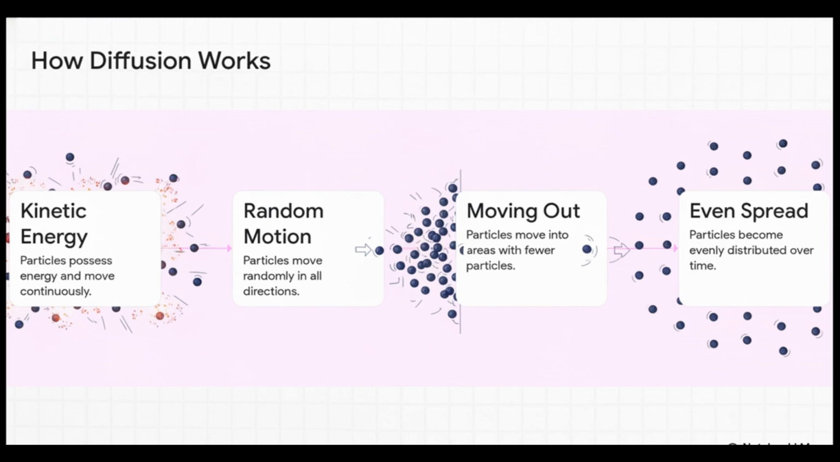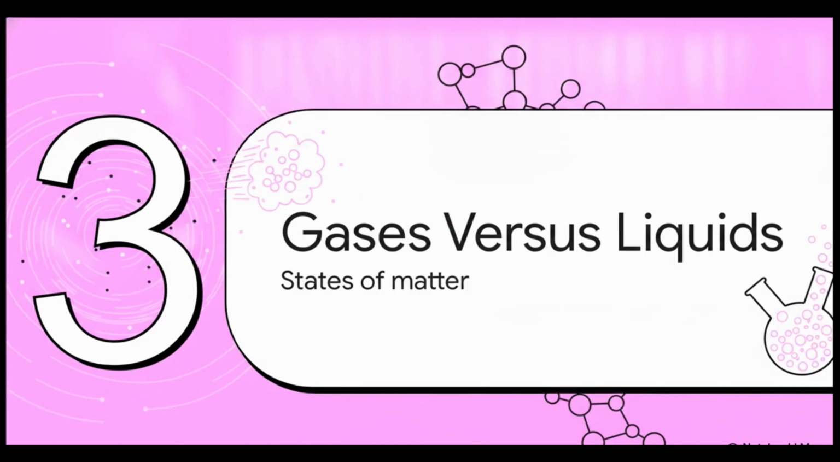Now, step three is where the real magic happens. Because of all this random bouncing, particles naturally end up spilling over into the empty spaces, the areas with fewer particles. And finally, step four. Over time, because they just keep bouncing into empty space, the particles end up perfectly evenly distributed. It's a completely natural, unforced process, driven entirely by their own kinetic energy. How cool is that?